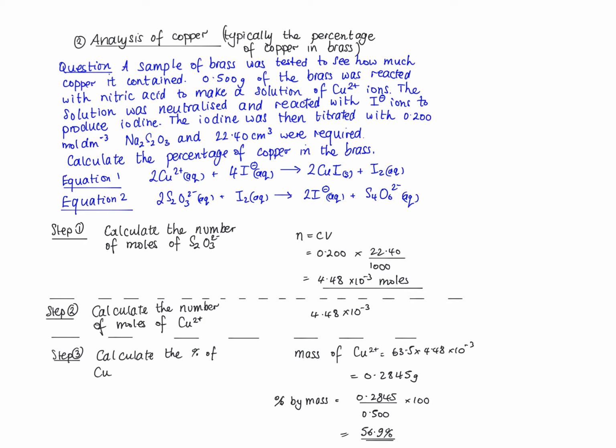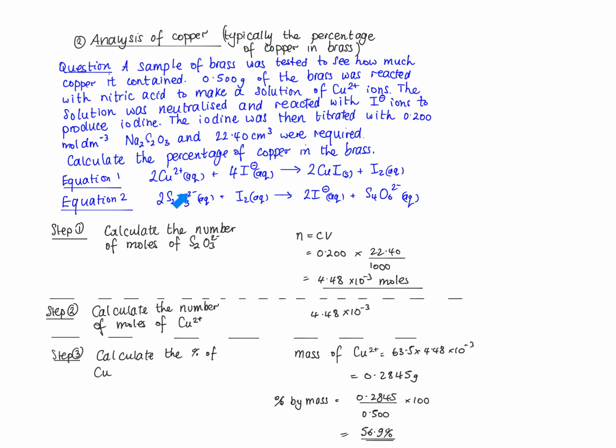Step 2, calculate the number of moles of Cu2+. You can either remember, if it's a bit easier, that the number of moles of thiosulfate is the same as the number of moles of Cu2+, or you can work it out using the equations. To work it out using the equations, imagine this.